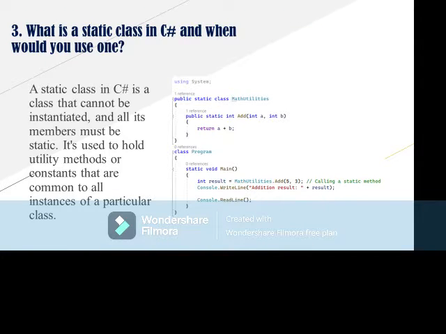Babar, what is a static class in C Sharp, and when would you use one? Basically, a static class in C Sharp is a class that cannot be instantiated, and all its members must be static. It's used to hold utility methods or constants that are common to all instances of a particular class. Its instance is shared across all the users. So this is the main idea of the static class, and we use it as a container, just like I told.